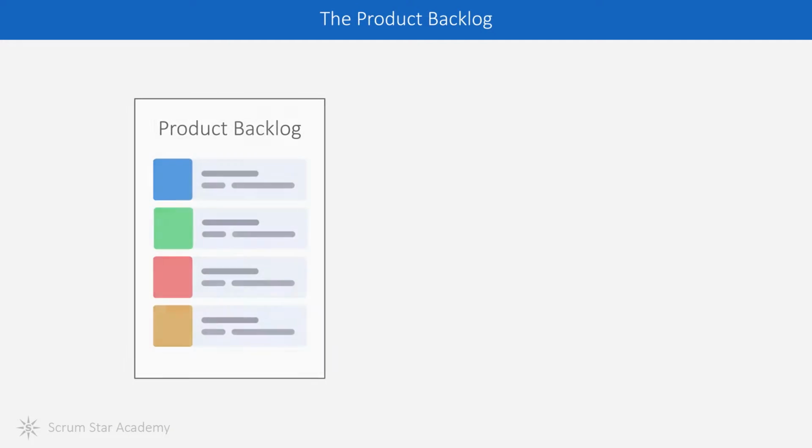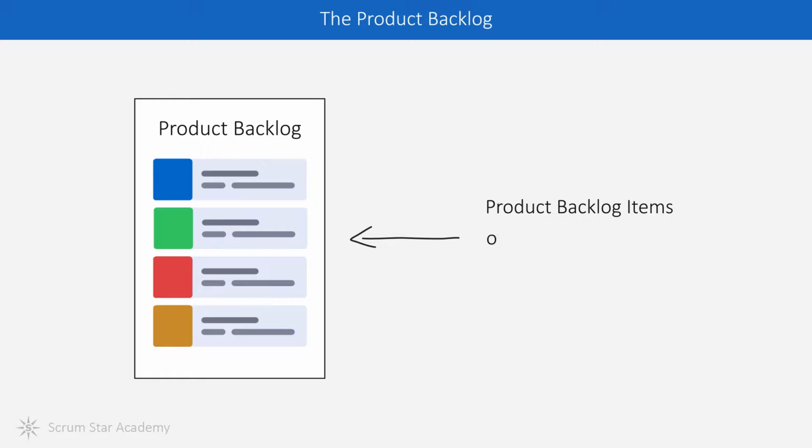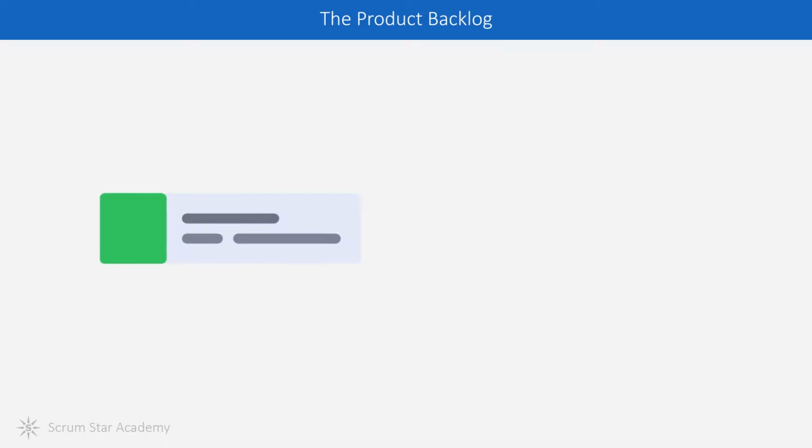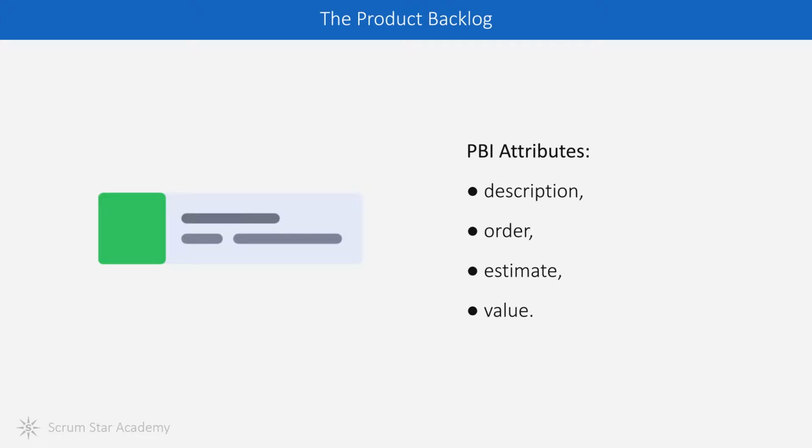Let's take a look at the items in the backlog. The Scrum Guide is very specific about what they should include. The product backlog is composed of product backlog items, or in short, PBIs. They can be also called user stories because they're often submitted to the backlog by the users. Each PBI should have at least these 4 attributes: description, order, estimate, and value.